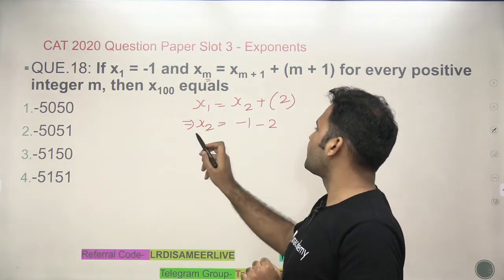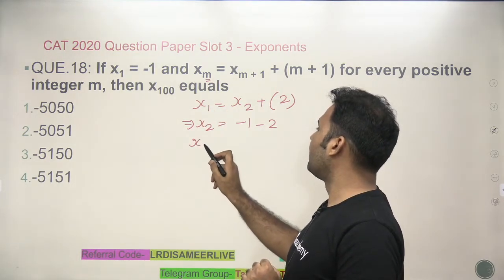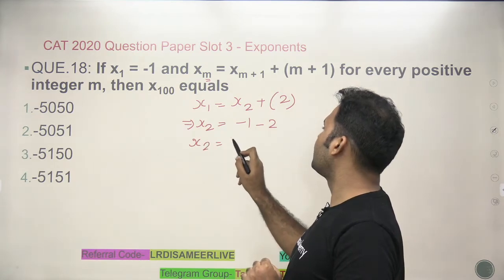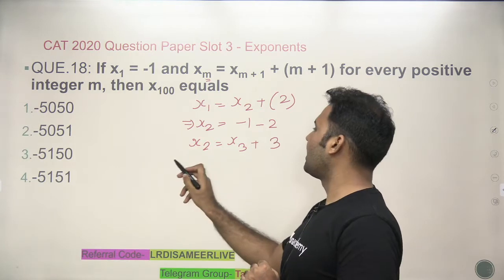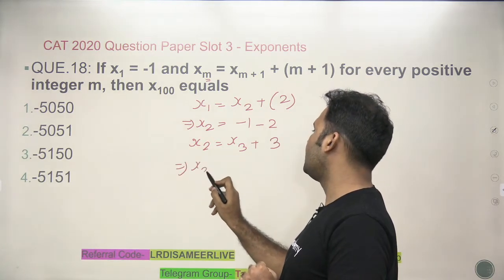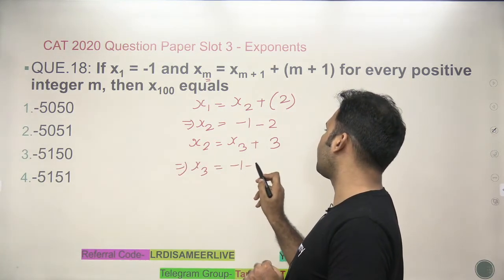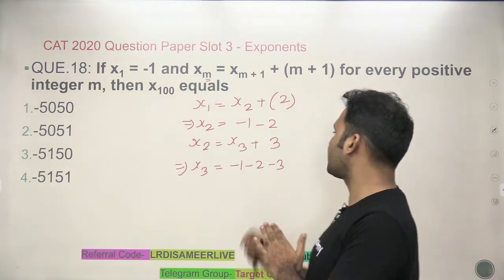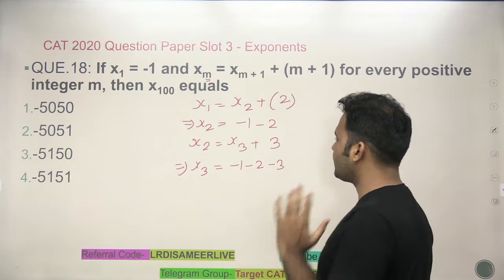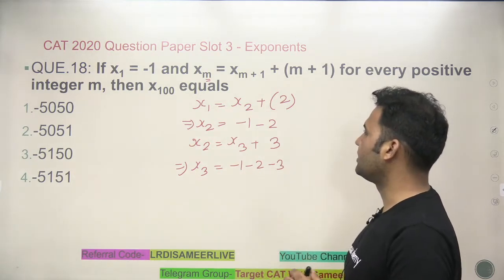And if I put m as 2 here, the value of x2 will be equal to x3 plus 2 plus 1, that is 3. And x3 will be equal to minus 1 minus 2, right, minus 3. The value of x2 is minus 1 minus 2. So 3 has been taken on the left hand side. So x3 is minus 1 minus 2 minus 3.